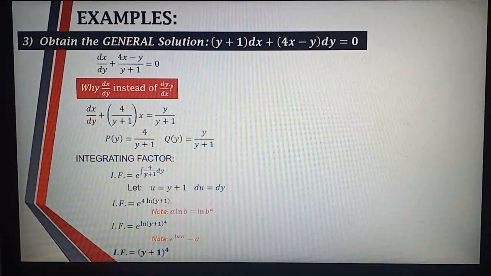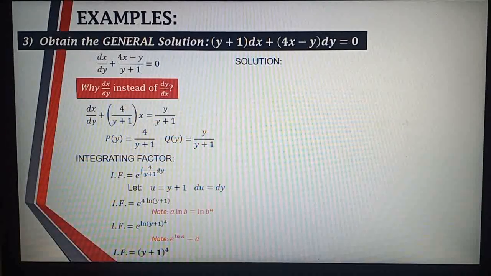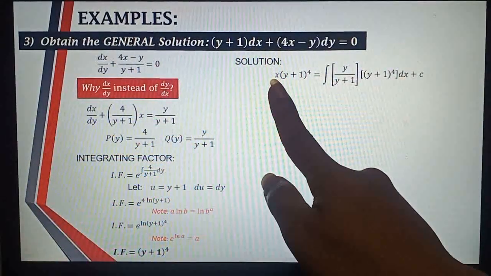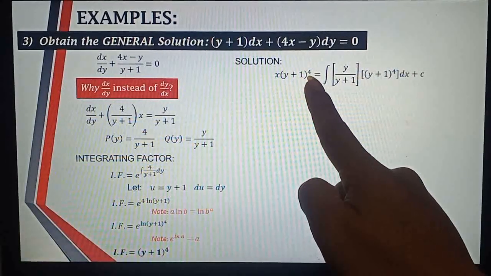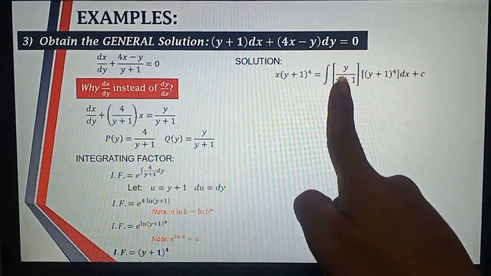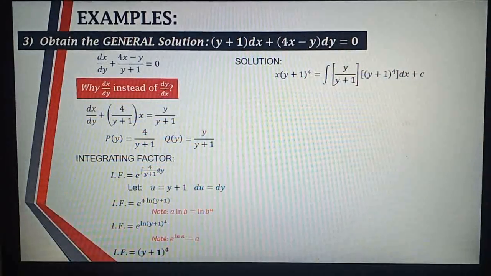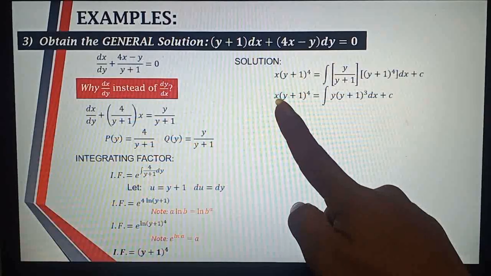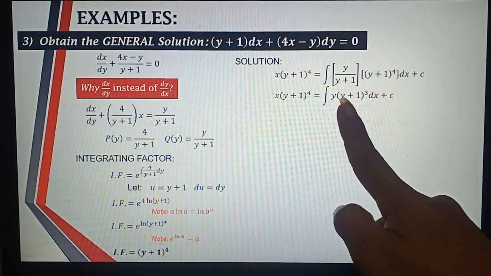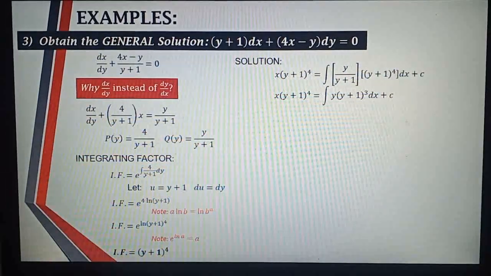And after knowing the integrating factor of the equation, we will need to use the solution of the linear equation. Now, the solution of the linear equation is, if you have dx over dy, syempre, ang gagamitin natin ngayon is x. Then, the integrating factor is y plus 1 raised to 4. Equated ngayon siya sa integral ni q of y, which is y over y plus 1, then our integrating factor is y plus 1 raised to 4 multiplied to dy. So this is dy, not dx. So that's plus c. So we will now have x multiplied to y plus 1 raised to 4 equated to the integral of y multiplied to y plus 1 cube. Since makakancel yung isang y plus 1, then this is dy, not dx, so plus c.